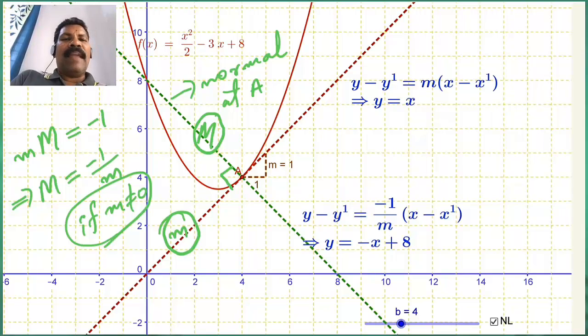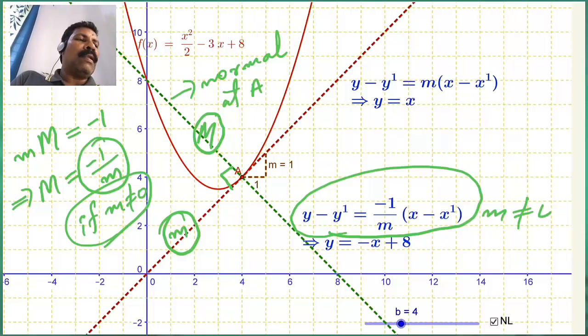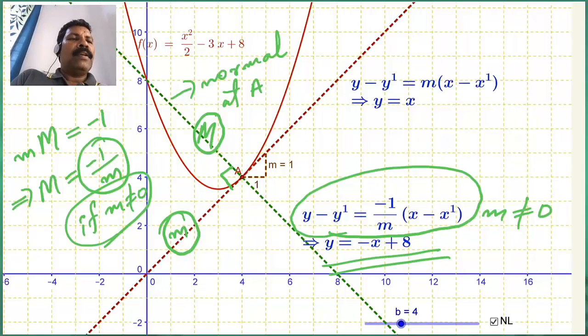So we can find the slope of the normal using this formula -1 by m, where m is a non-zero quantity. Then using the point-slope form, we can write the equation of the normal like this: y minus y1 is equal to -1 by m into x minus x1. Then we can simplify to get this equation. How to simplify? That's very simple. You see here m is equal to 1 only.